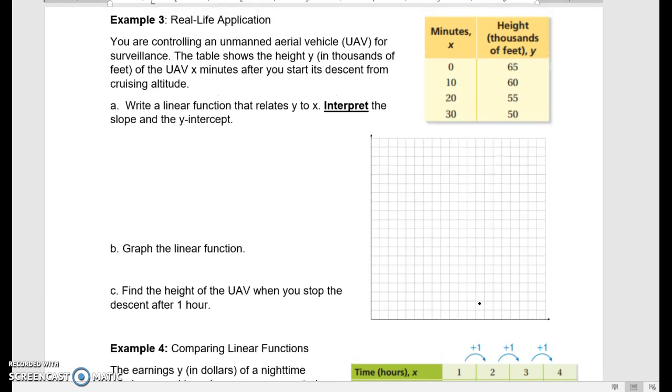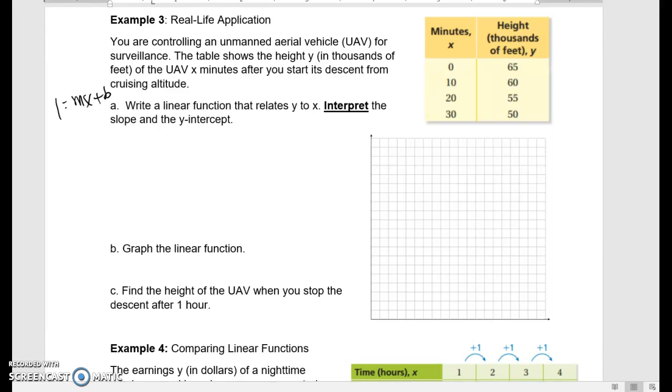So now we're moving on to example 3. Example 3 says you are controlling an unmanned aerial vehicle for surveillance. The table shows the height, y, in thousands of feet of the UAV x minutes after you start its descent from cruising altitude. So the first thing they want you to do is write a linear function, y equals mx plus b, and then interpret what that means.